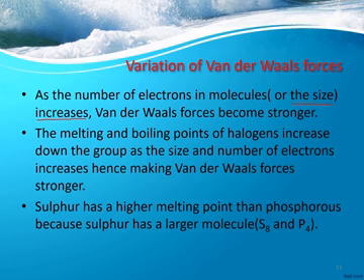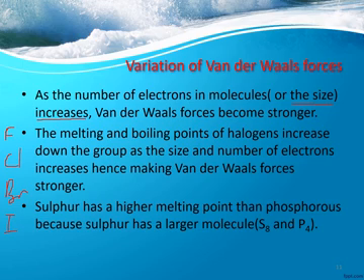And the melting and boiling points of the halogens, this is an example, increase down the group as the size and the number of electrons increases, hence making van der Waals forces stronger. As you move down the group from fluorine to chlorine, fluorine has 9 electrons, chlorine has 18 electrons, bromine has 35 electrons, while iodine has 53 electrons.